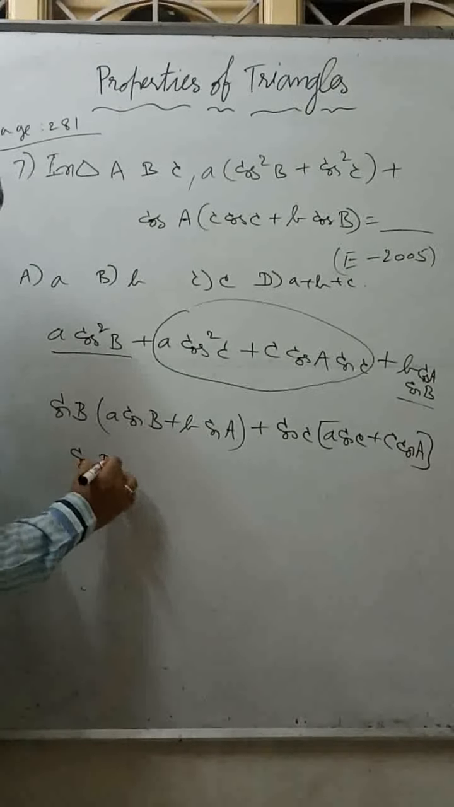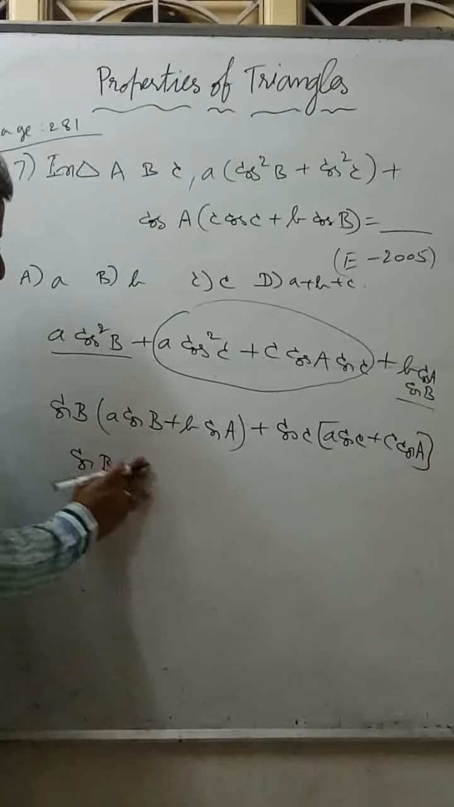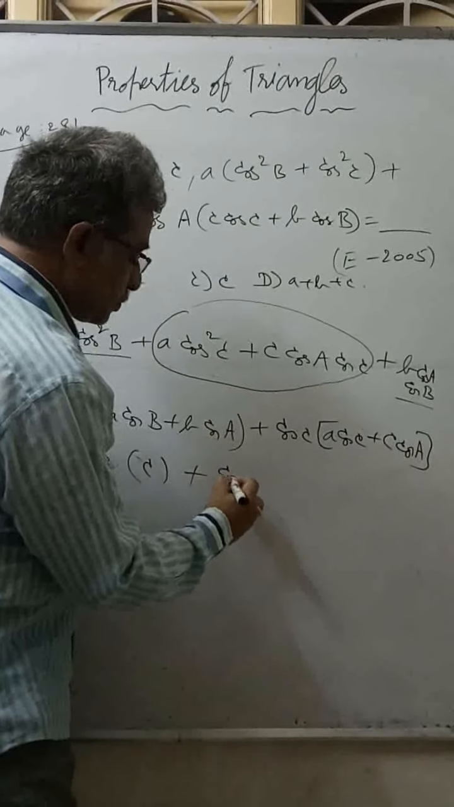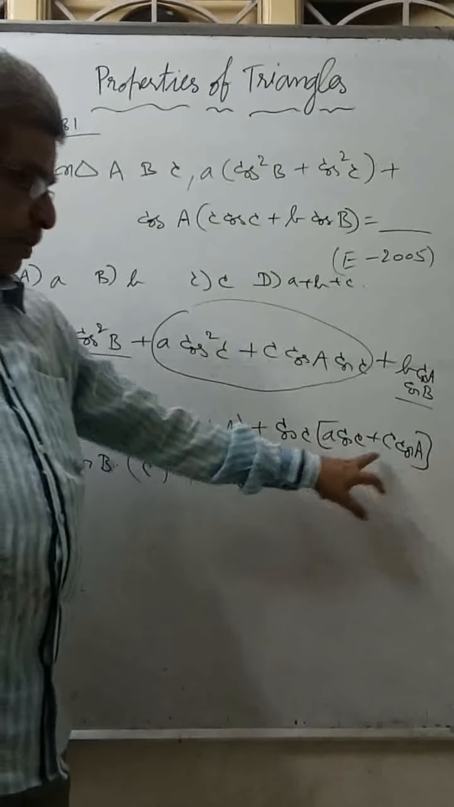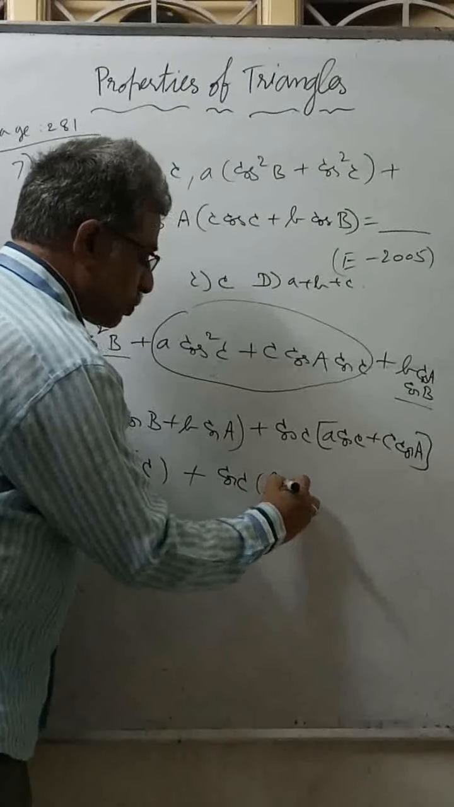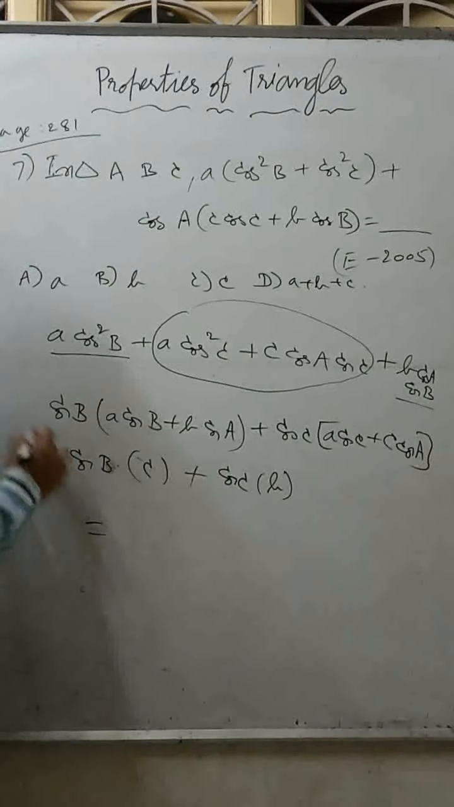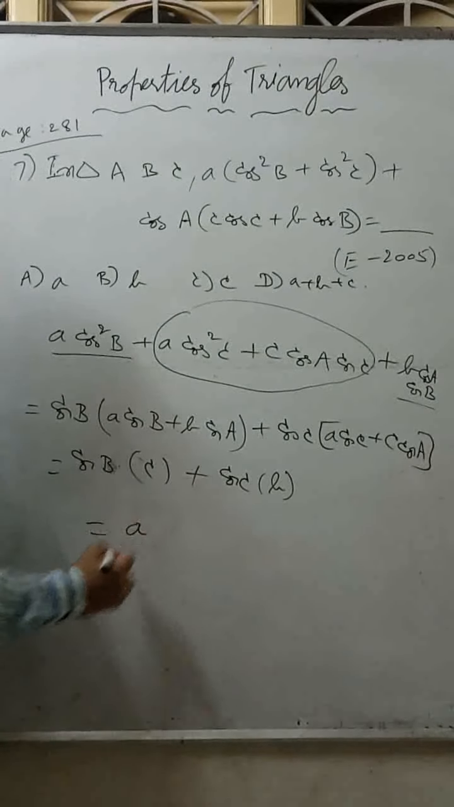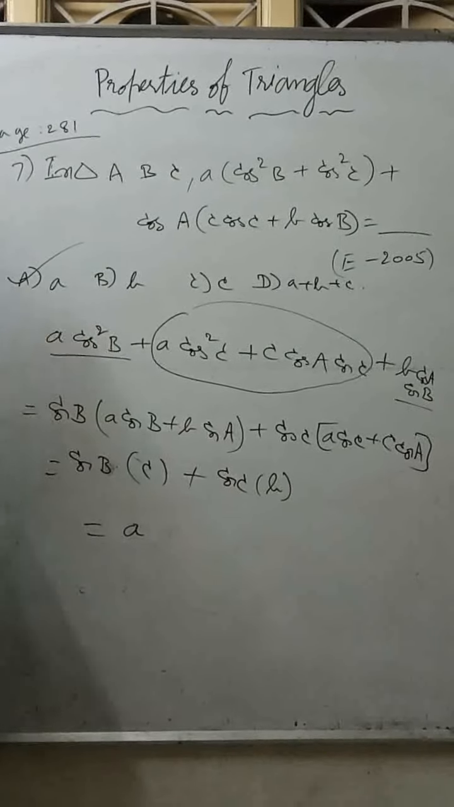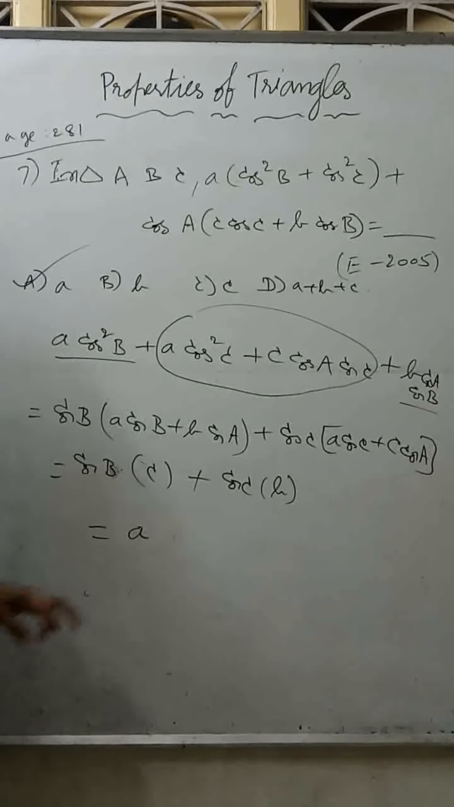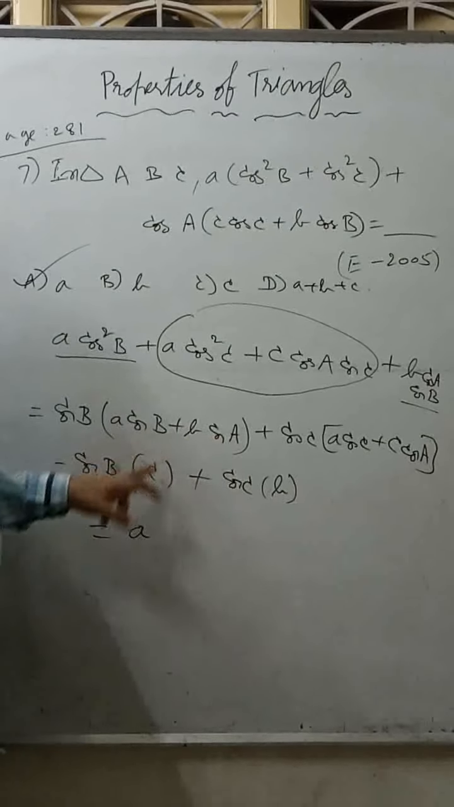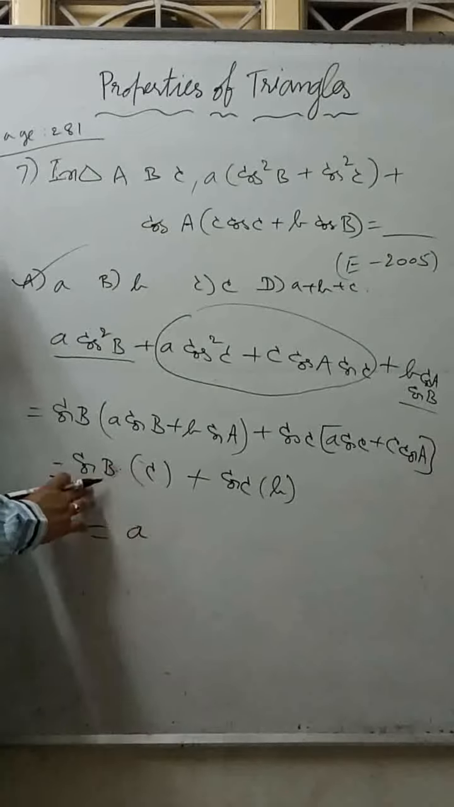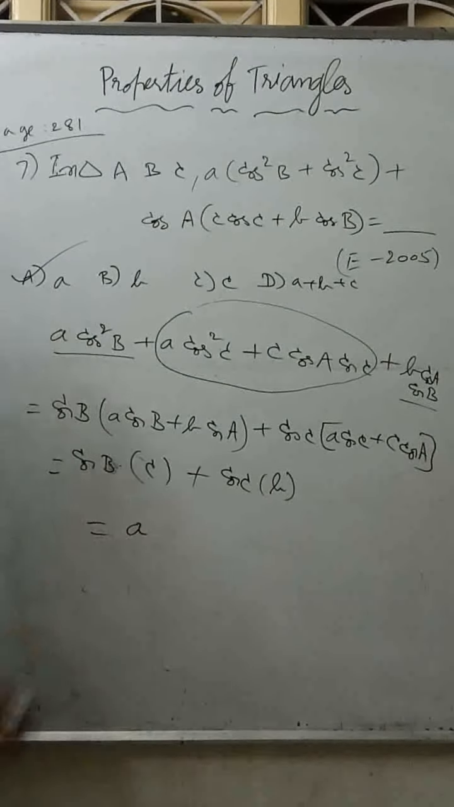So what I want to say is this is cos B into small c plus this is cos C into a cos C plus c cos A, which is small b, we know the projection rule. Now if you observe, c cos B plus b cos C is small a. So our option is the first option, small a. Simply I used only the projection rule. a cos B plus b cos A is small c. a cos C plus c cos A is small b. Now small c cos B plus small b cos C is small a.